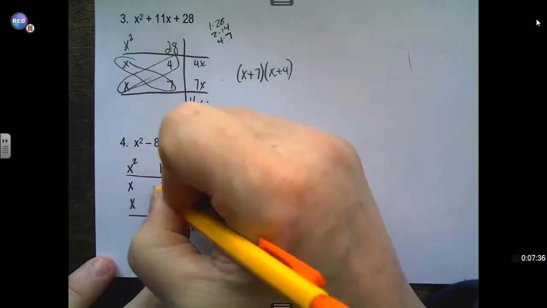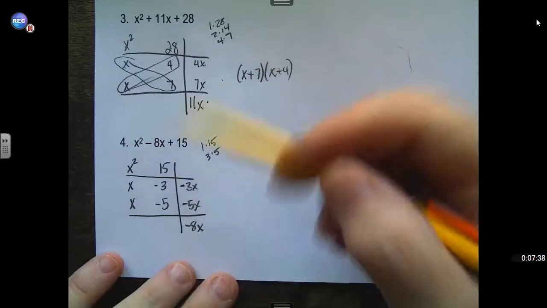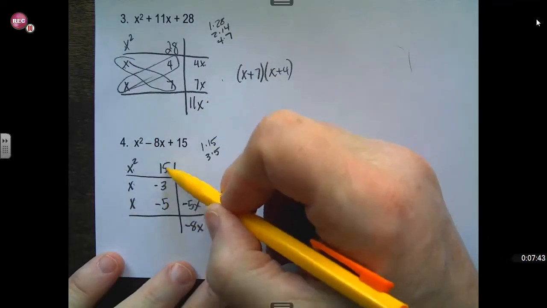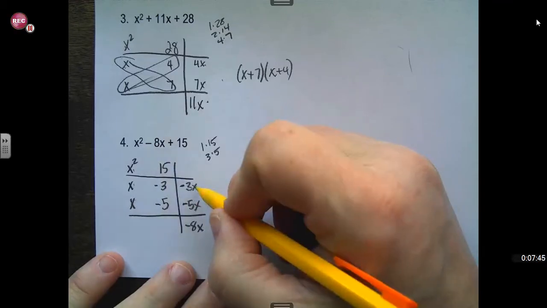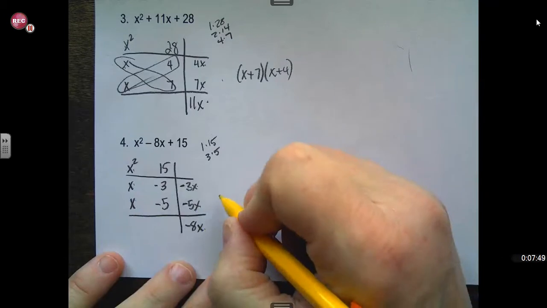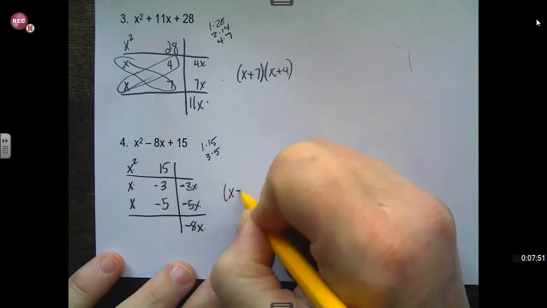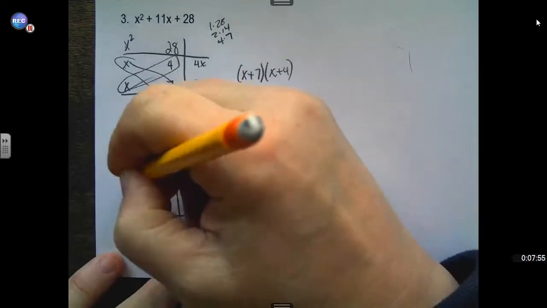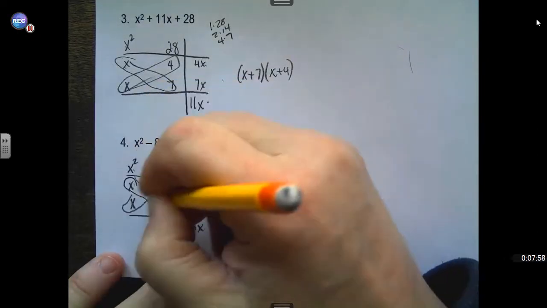And so that's what we do. We make those both negative, and then we check it. That works. Negative 5 times negative 3 is positive 15, and negative 3x plus negative 5x is negative 8x. So again, my answer, quantity x minus 5 times quantity x minus 3. And it is imperative that you go diagonally to get those answers.